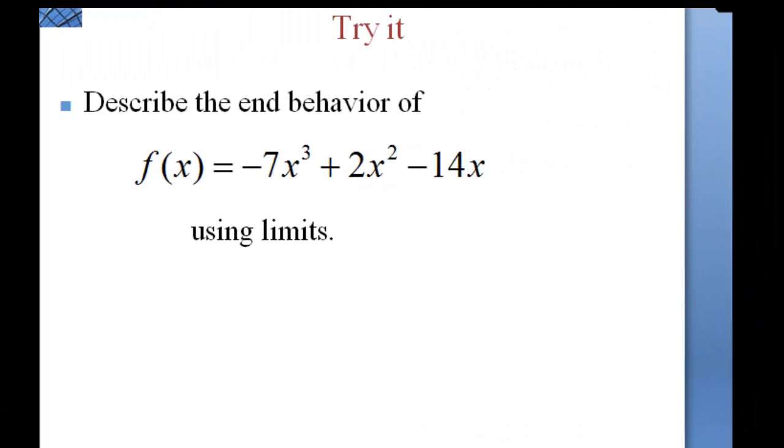Try this one. Describe the end behavior of f of x equals negative 7x to the third plus 2x squared minus 14x using the limit notation.